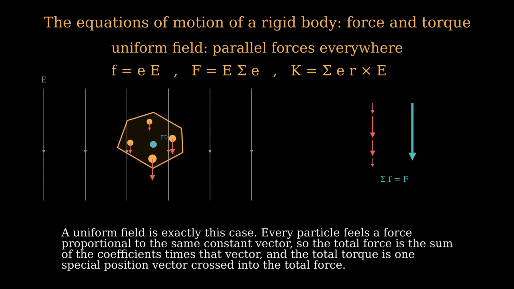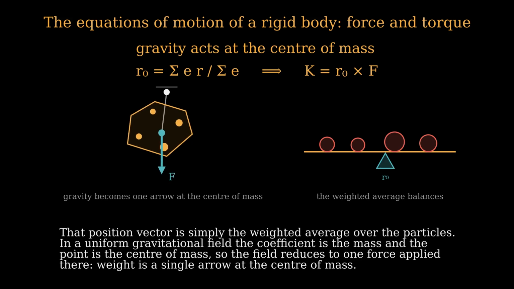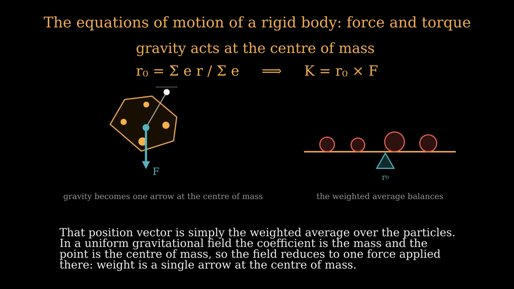Every particle feels a force proportional to the same constant vector, so the total force is the sum of the coefficients times that vector, and the total torque is one special position vector crossed into the total force. That position vector is simply the weighted average over the particles.